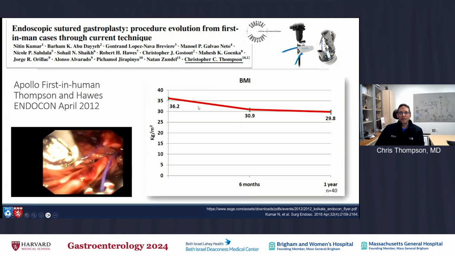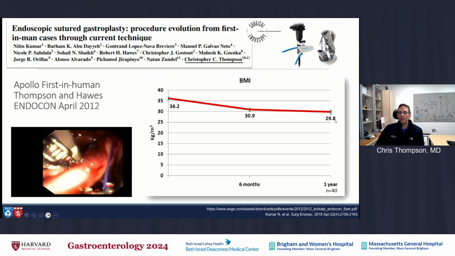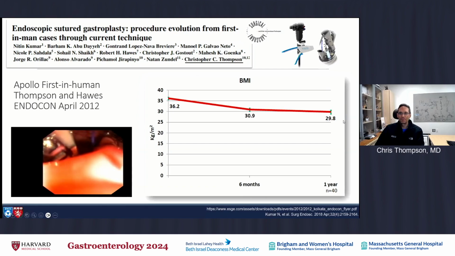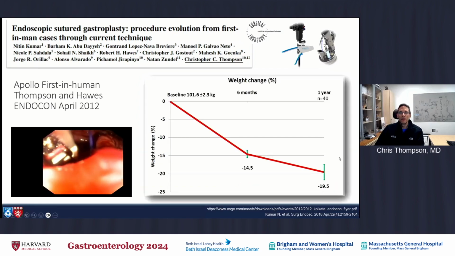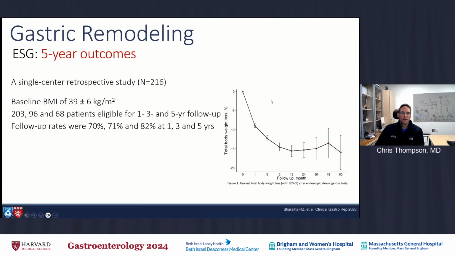And you can see the body mass index dropped from 36.2 down to 29.8, which was a good drop, falling out of the obesity range. And that was a 19.5% total weight loss. So that's fantastic. And that's what we got with full thickness versus partial thickness.